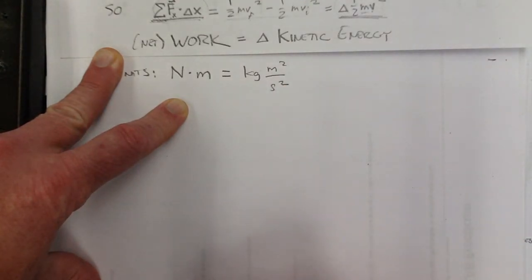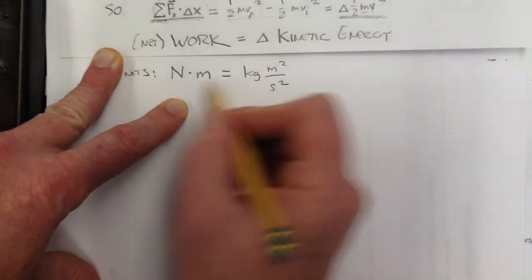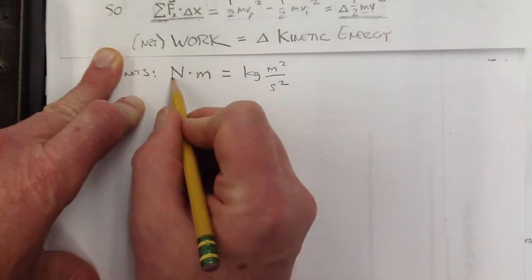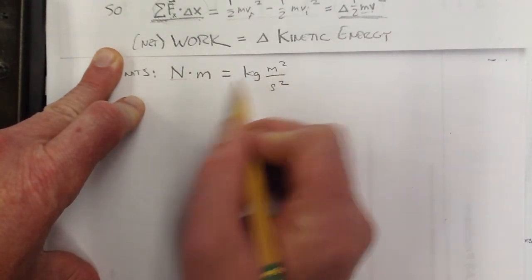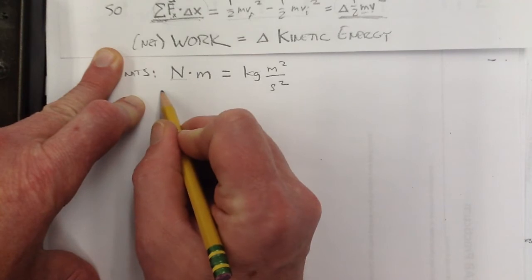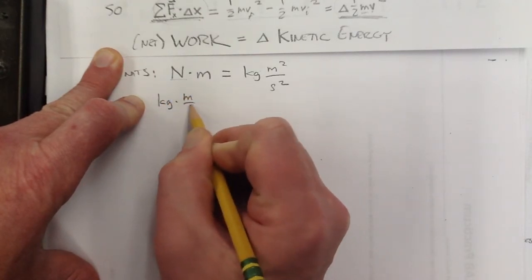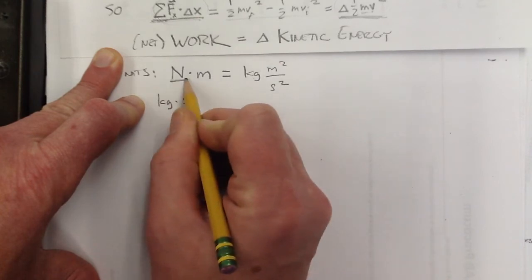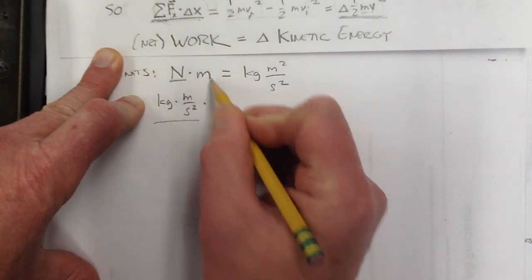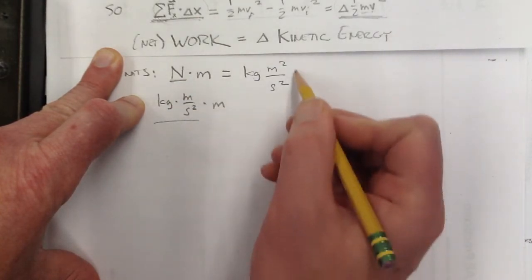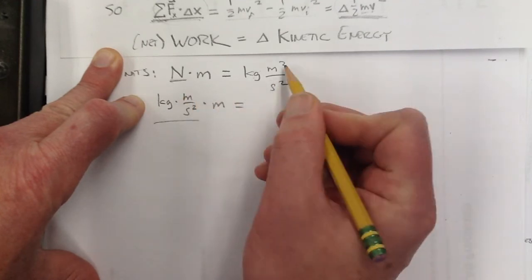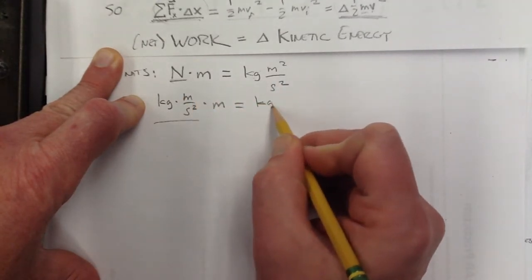So it would be equal to that. And of course, that is consistent if you think about what a newton is. A newton is a mass times an acceleration, and then times that. And you put those together, and you can see that that is consistent.